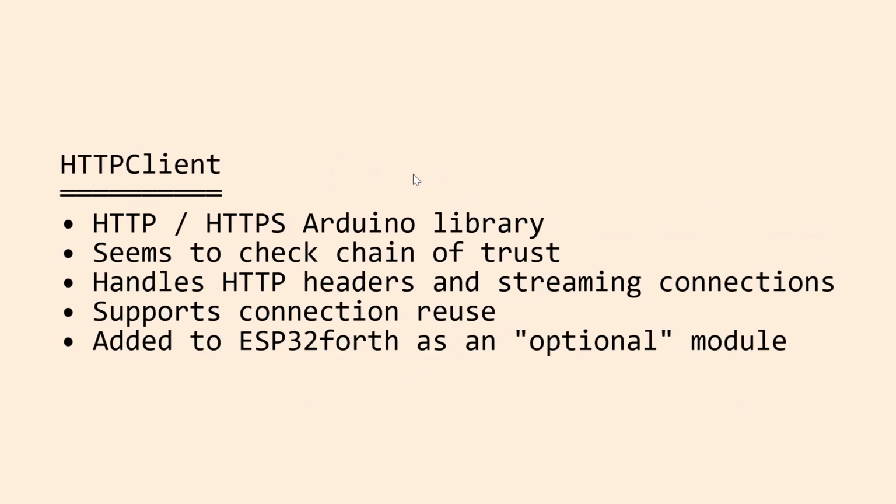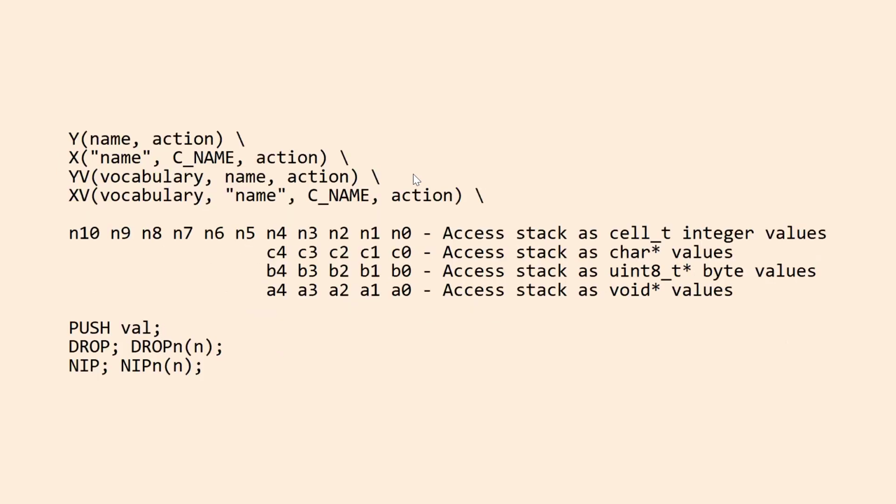I'm not going to implement all the crypto myself, so I used a library called HTTPClient, and I added this in as an optional module to ESP32Forth. It supports HTTP and HTTPS. It seems to check chain of trust. You have to watch out for these things. There's a long, sad history of libraries for talking HTTPS that don't bother to check the chain of trust, and then they can be man in the middle. It handles HTTP headers, streaming connections, and connection reuse. And it is now available on the live version of ESP32Forth.